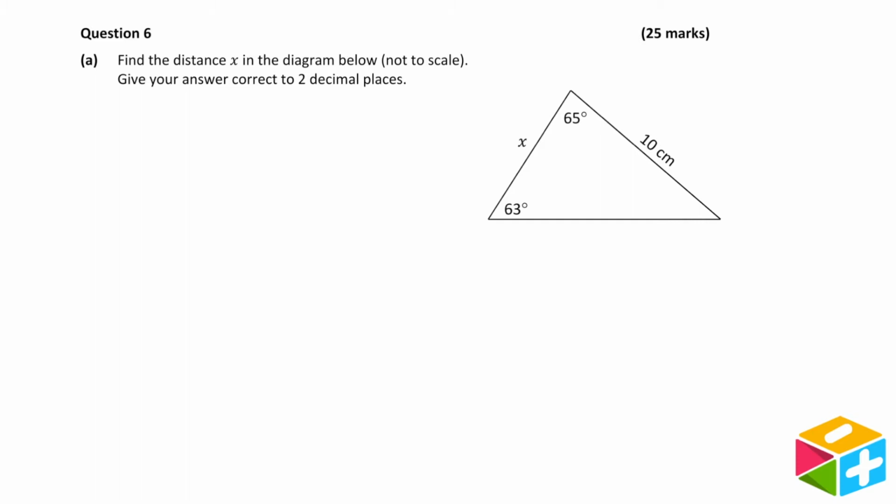So let's have a look at the triangle we're given. We know 2 of the angles, 65 degrees and 63 degrees. One of the sides is labelled as being 10 centimetres long, and another of the sides is labelled as x. This is what we must find.